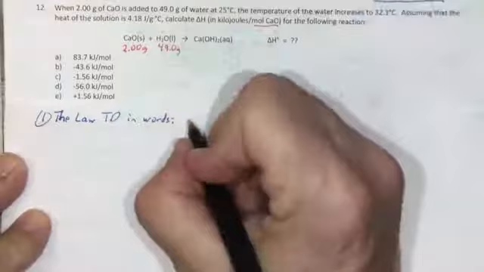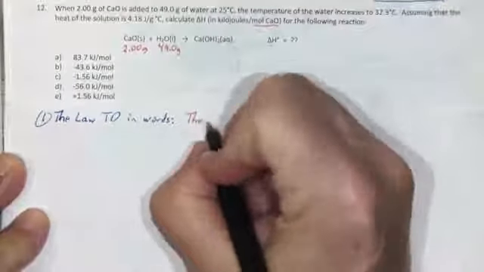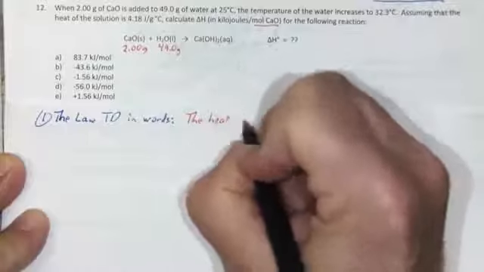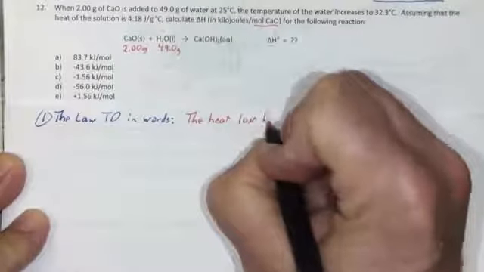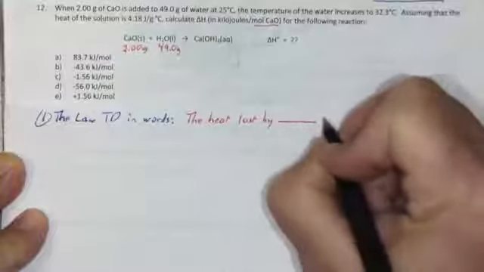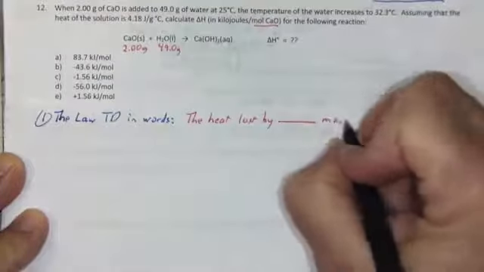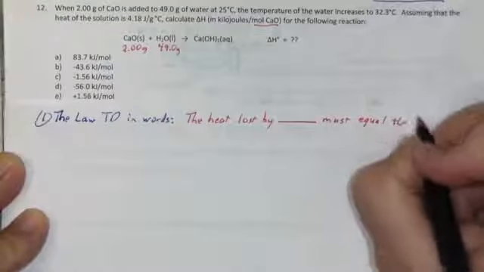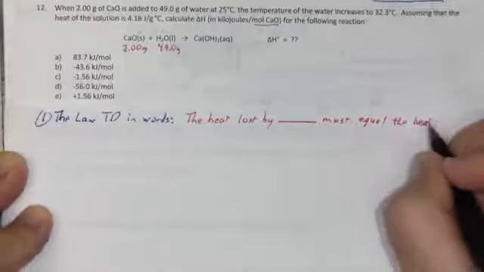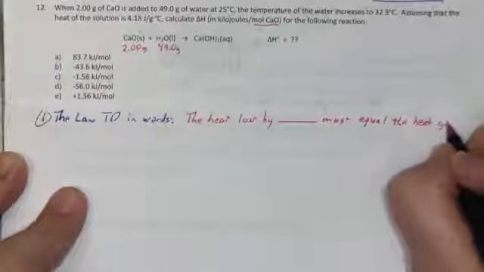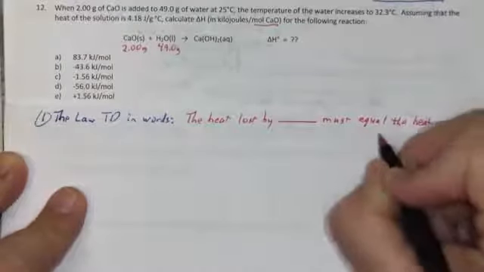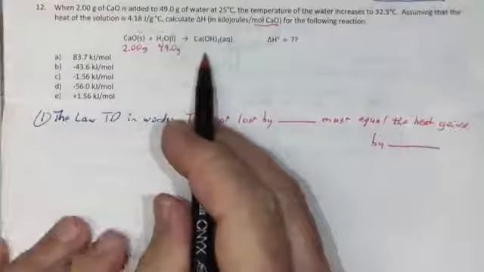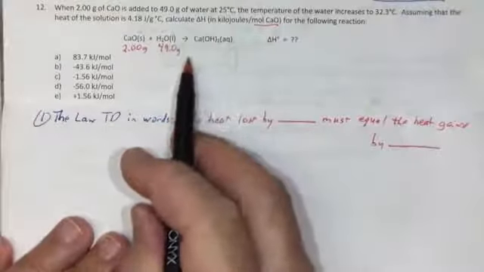I would say the heat lost by blank, always identify what's losing heat and what's gaining heat, the heat lost by blank must equal the heat gained by blank. So as I look at this, what's gaining heat and what's losing heat?